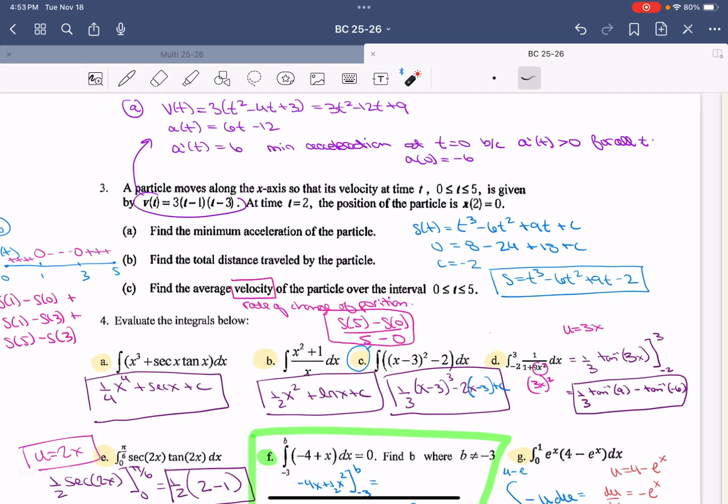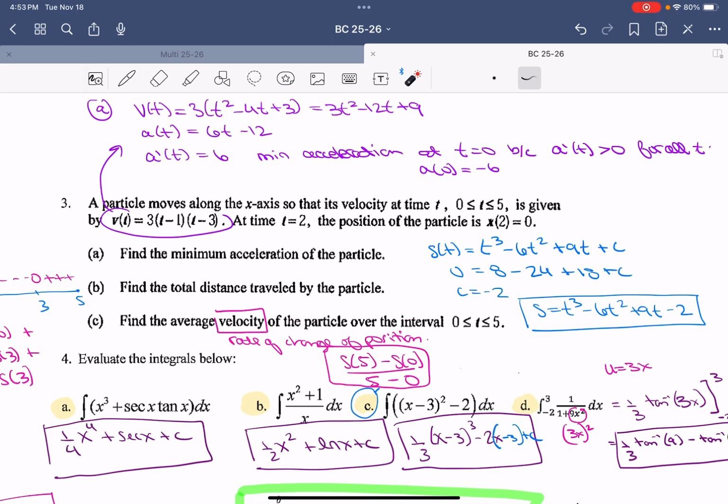Question number 3. So minimum acceleration. We're minimizing acceleration, so we have to work with a prime. So here is acceleration, here is a prime. That means acceleration is always increasing, so the min acceleration would occur at t equals 0. And since it asks for the min acceleration, you want to find that value.